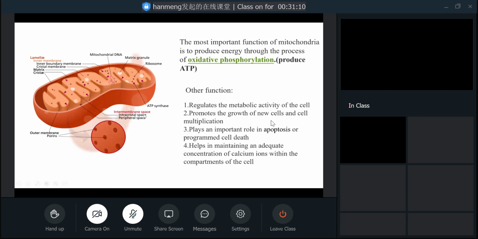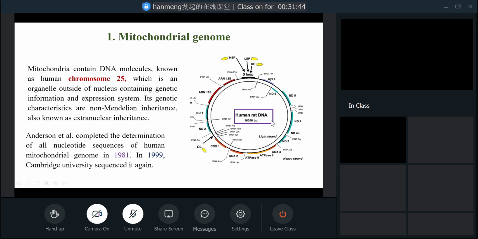Also, the mitochondria has its own DNA. So if the DNA in the mitochondria mutates, this mutation will cause some phenotype in the human body. Today we will learn about this aspect. First, we will learn about the mitochondrial genome.